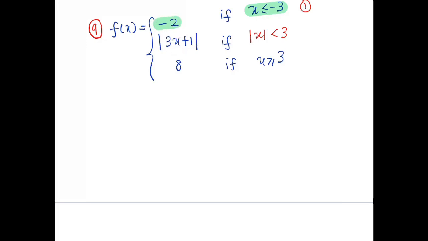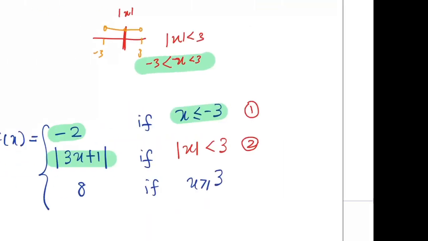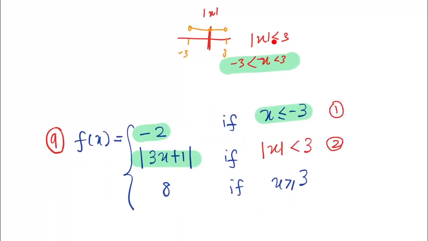This is just a constant function. Let's see the second equation here. This is f(x) equal to modulus of 3x plus 1. So the domain of modulus x here is now less than 3. We need to open this up using the definition, which is the mirror technique. So modulus x is less than 3. When it is less than 3, not included, this will be more than minus 3, not included. So this is the answer.